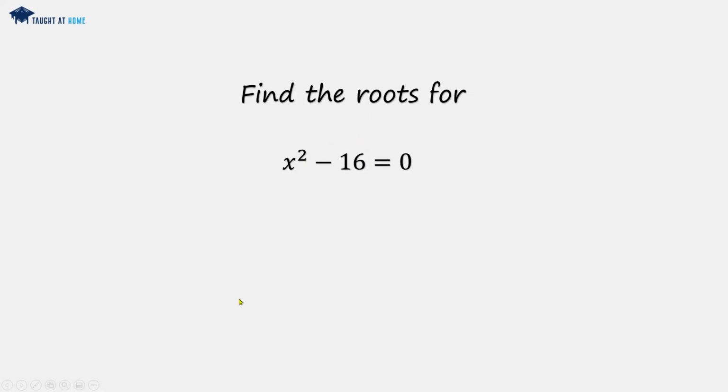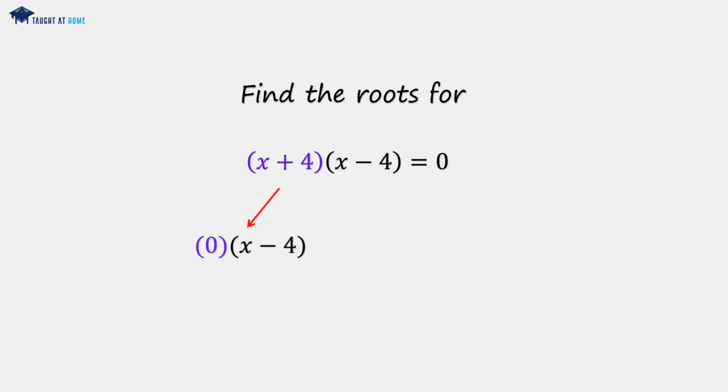16 is the square of 4, so we can factorise it as (x + 4)(x − 4). And now we have to find the values of x for which this function equals 0. Taking the first bracket, we want it to equal 0. Therefore, x + 4 = 0, so x is equal to −4.